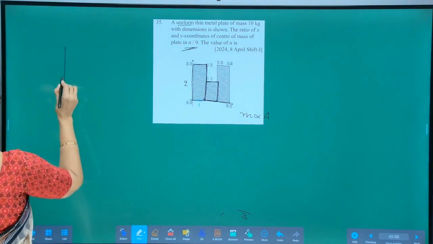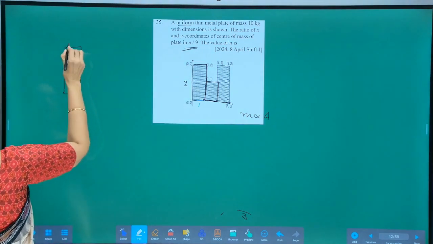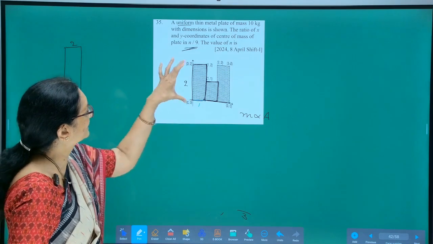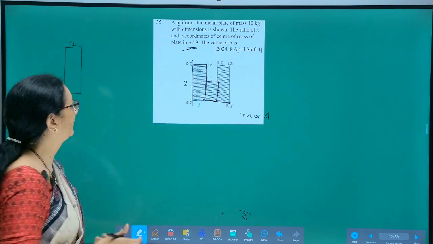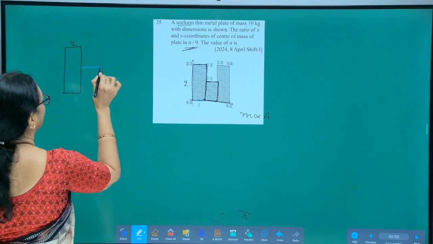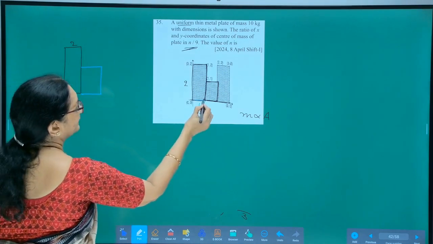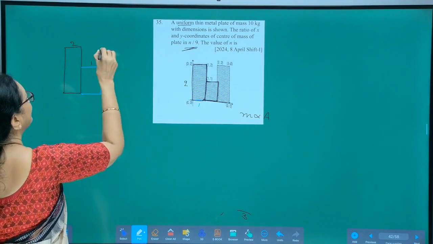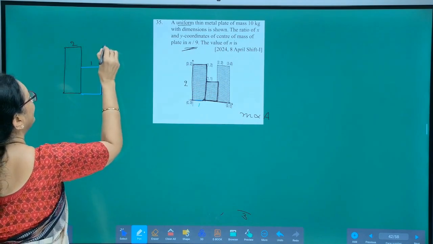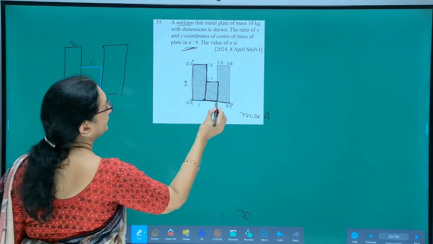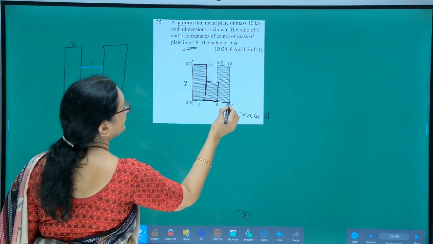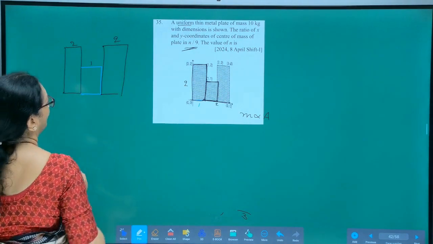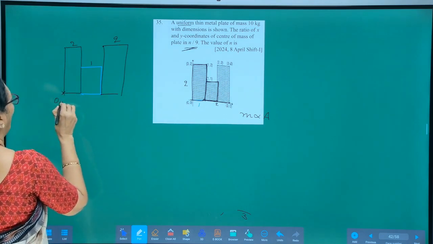So, for the first portion, mass is 2, length into breadth. This is 1, this is 2. So, this is 2. And for the central portion, this part is 1 and this is 1. 1 into 1, its mass is 1. And for the next part, again this is 1 and this is 2. So, 1 into 2, 2. And this is taken as the origin.